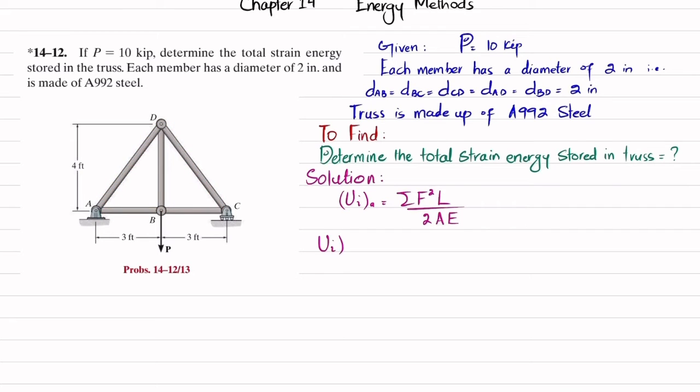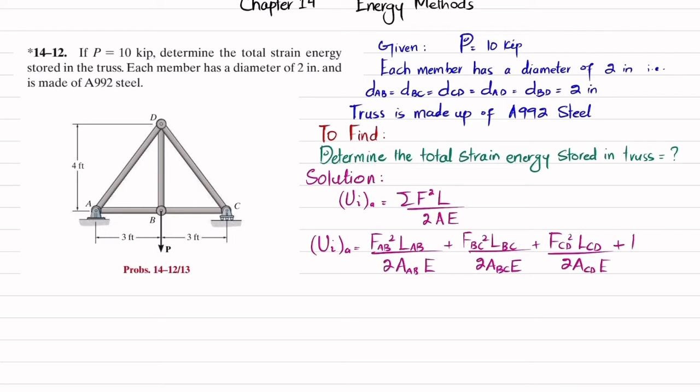So this formula, if you expand it, will become equal to F_AB square into L_AB divided by 2 times area of AB into E, plus F_BC square into L_BC divided by 2 times area BC into E, plus F_CD square into L_CD divided by 2 A_CD into E, plus F_AD square into L_AD divided by 2 A_AD into E, plus F_BD square L_BD divided by 2 times A_BD into E.